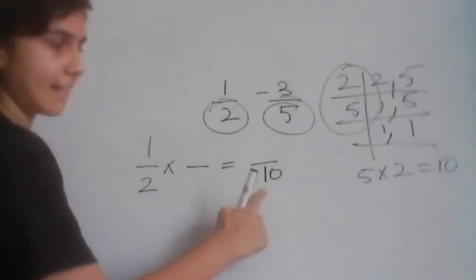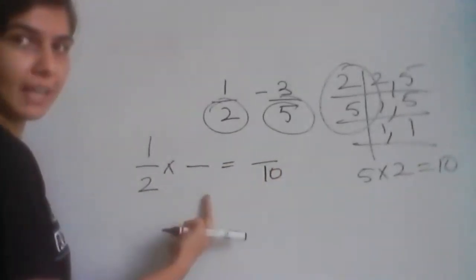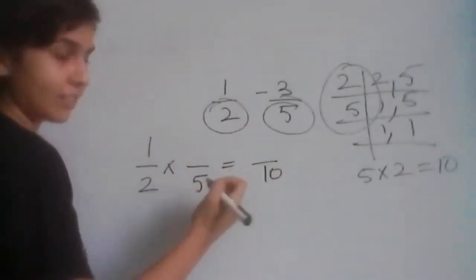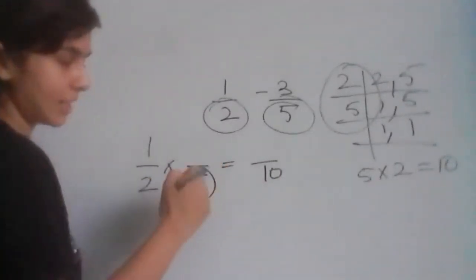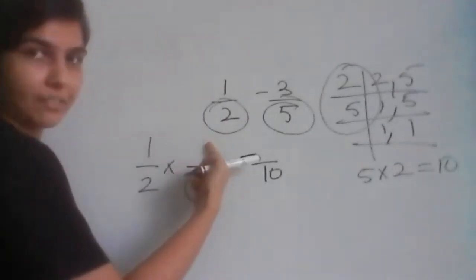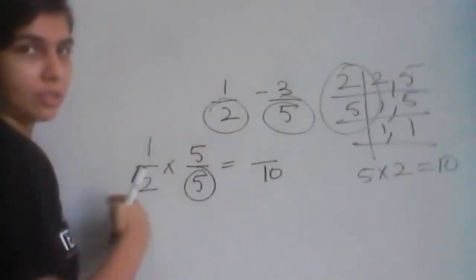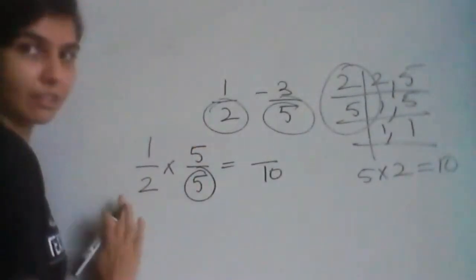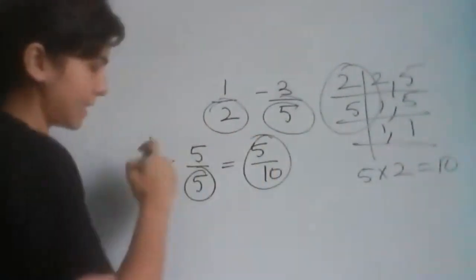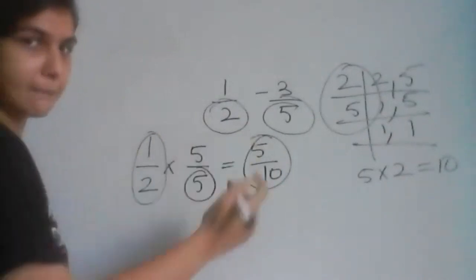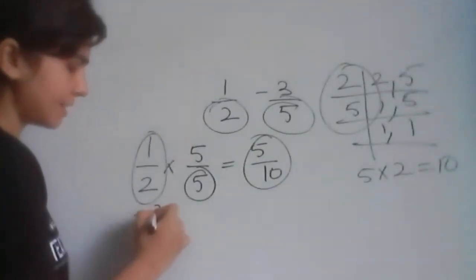Now I write 1 by 2 equals something by 10. I want 10 as my denominator. What should I be multiplying? 2 into 5 in the denominator. Because I am multiplying by 5 in the denominator, I need to multiply by 5 in the numerator as well, because we are finding the equivalent fraction of 1 by 2 here. So 5 by 10. So 1 by 2 is changed to 5 by 10. Now minus 3 by 5.